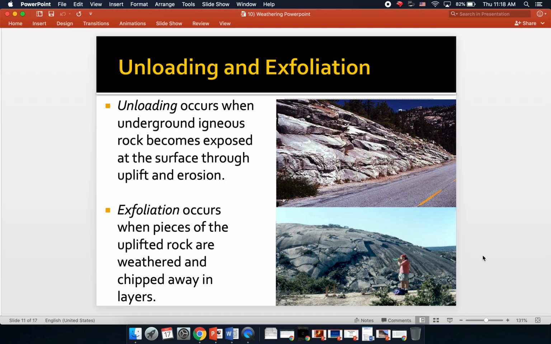as unloading. Exfoliation occurs when pieces of uplifted rock are weathered and chipped away in layers, as you see in the picture below. Oftentimes, when someone's trying to give an example of how exfoliation works, they talk about peeling the layers of an onion.